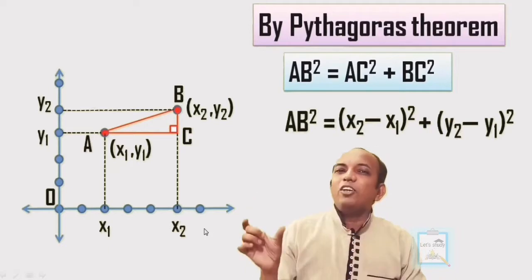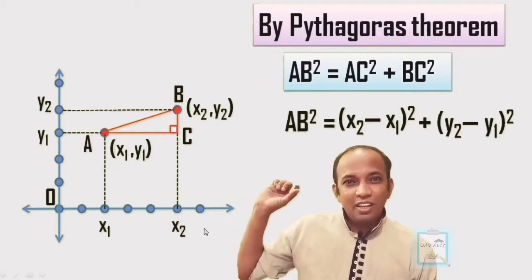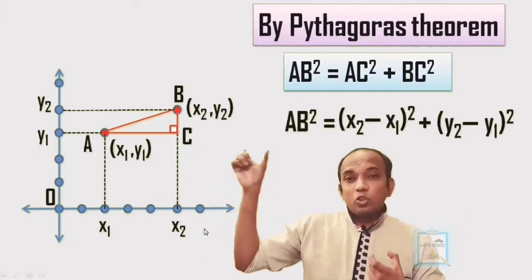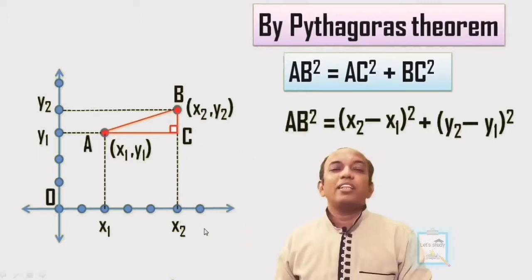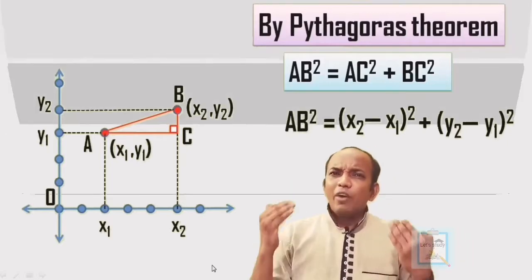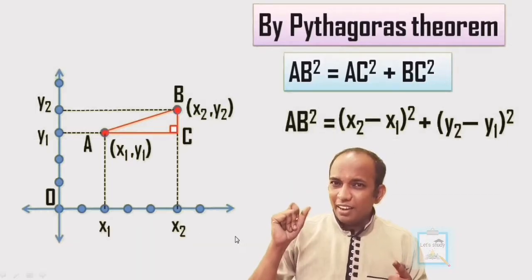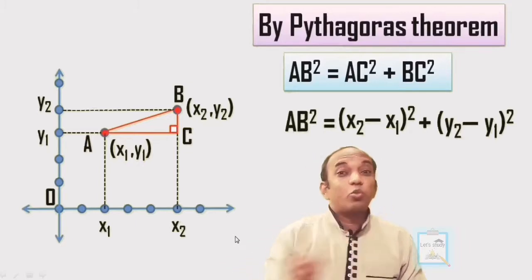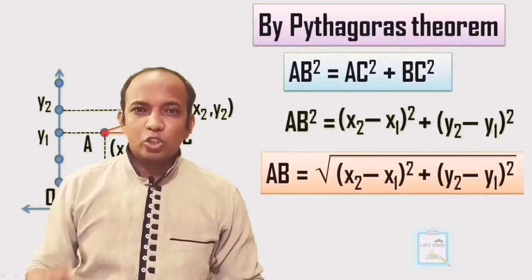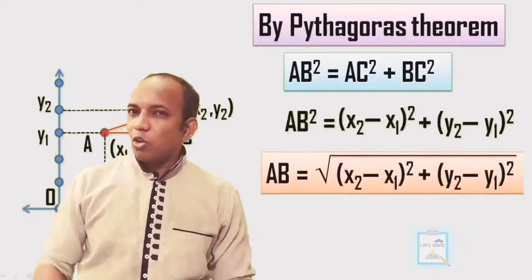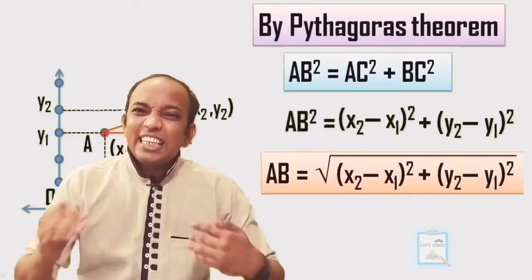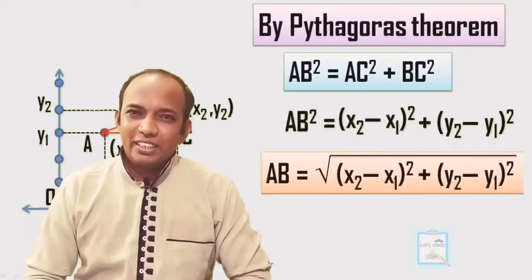Because the parts of the segment that are formed in the first quadrant are one parallel to the x-axis and the other parallel to the y-axis. Now as we require only AB, we have to take the square root on both sides, and as a result we get AB equals under root of x2 minus x1 the whole square plus y2 minus y1 the whole square. This is our distance formula.